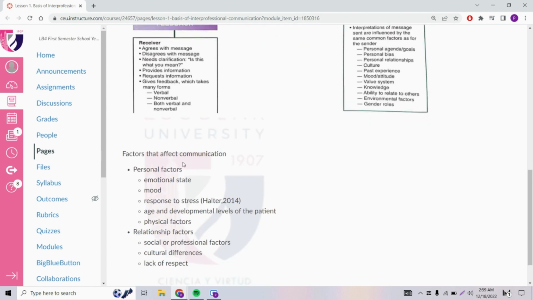Now, here are some factors that would affect communication. We have your emotional state. Diba, kapag we're angry, we tend to say things we don't mean to. When we're sad, we tend to shut up.